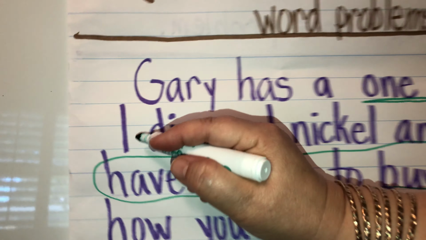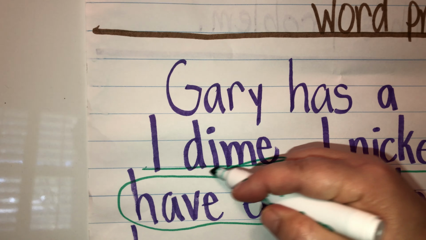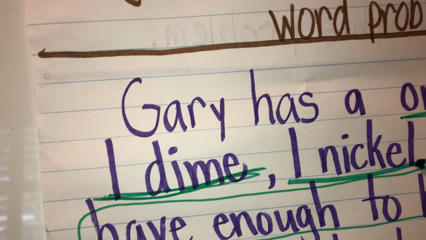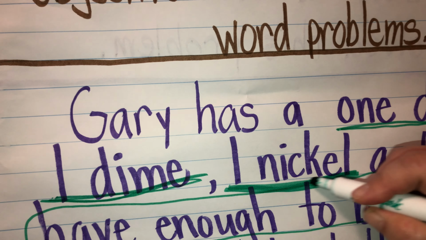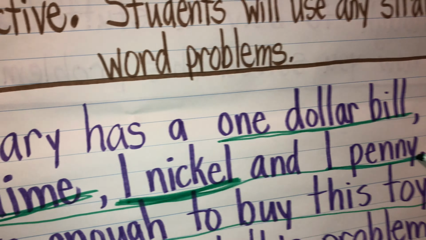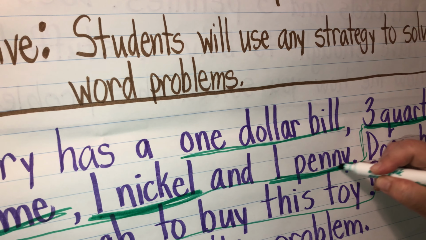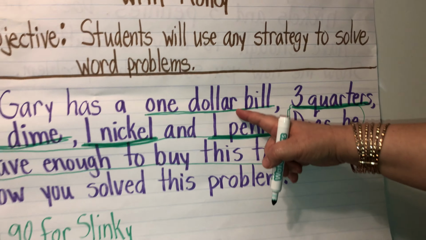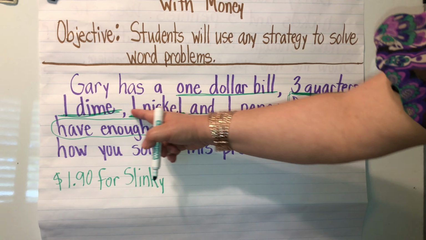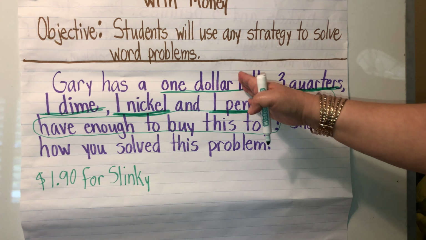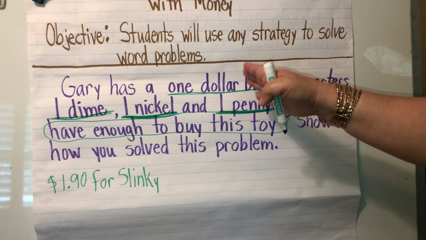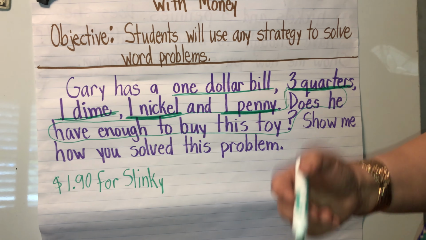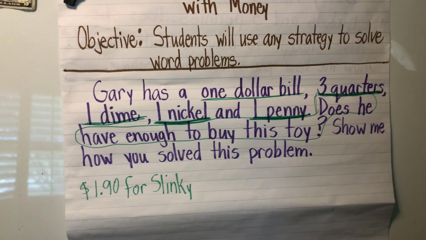He has 1 dime, 1 nickel, and 1 penny. Okay, so that's the money he has. $1 bill, 3/4, 1 dime, 1 nickel, and 1 penny. And I'm trying to figure out how much money Gary has. And then I'm going to ask myself, is that enough money to buy Slinky? So let's hope that Gary has enough for it.